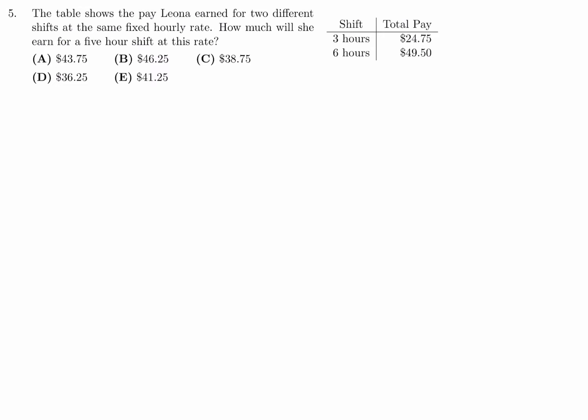The table shows the pay Leona earned for the 2 different shifts at the same fixed hourly rate. How much will she earn for a 5-hour shift at this rate? To figure out her hourly rate, you just divide the pay by the number of hours, and if you do, you will get an hourly rate, in her case, of $8.25. And if you do that for this, it'll be the same, because her hourly rate is fixed. So at this hourly rate, she's now going to work 5 hours. So her pay will be 5 times $8.25, and that is equal to $41.25. So number 5, the answer is E.